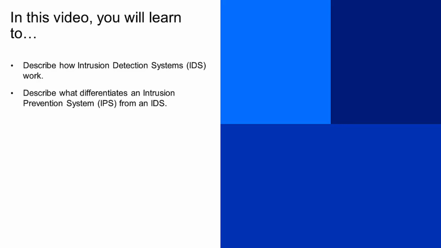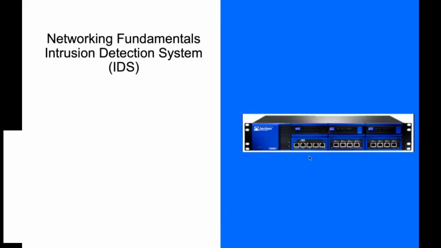In this video, you will learn to describe how intrusion detection systems, IDS, work, and describe what differentiates an intrusion prevention system, IPS, from an IDS. Now, in the services section, we talked a little bit about intrusion detection prevention. Right now, we're going to see the difference between an intrusion detection system and an intrusion prevention system.